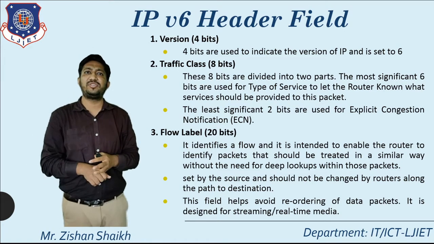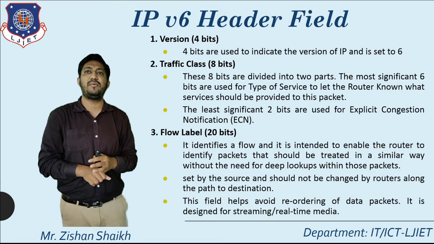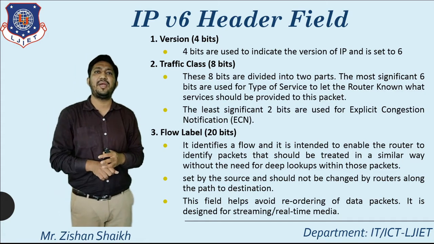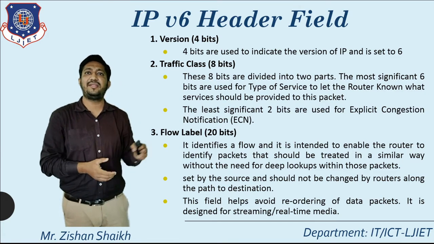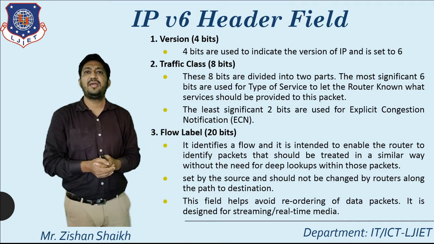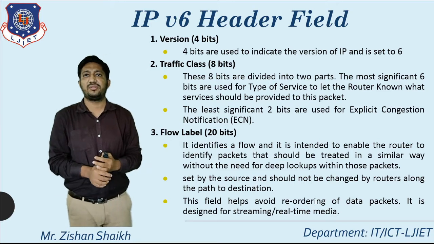The most significant 6 bits are used for type of services that is used by our network layer, and that is known by the router, which services are available to the packets. And the least significant 2 bits are ECN, that is, explicit congestion notification.